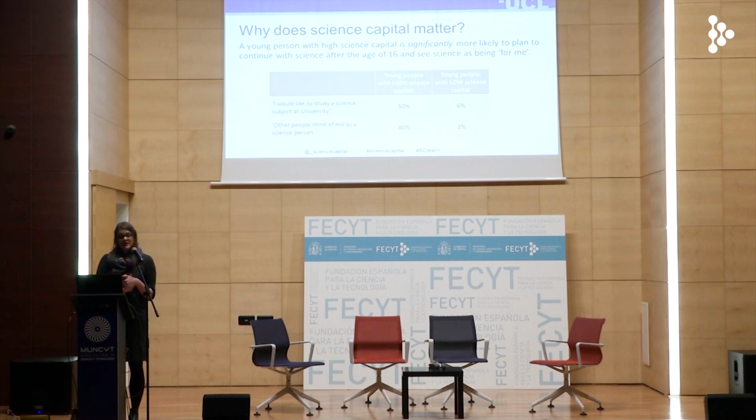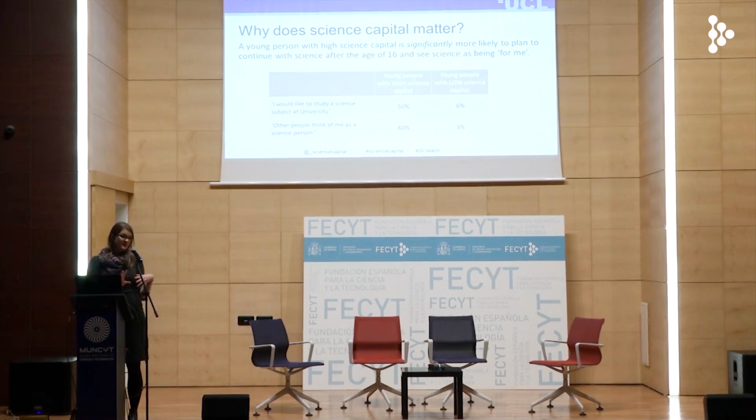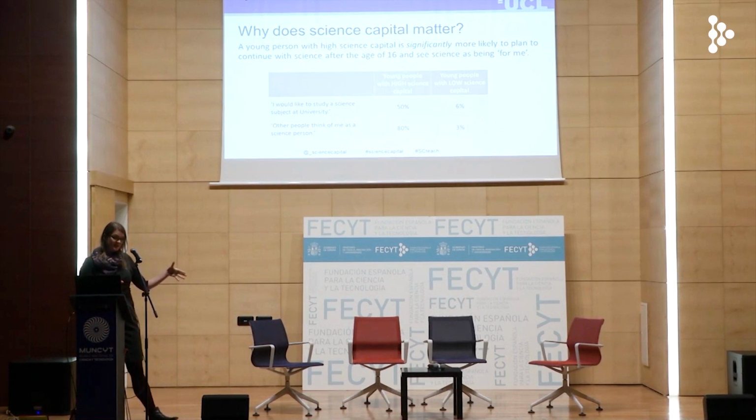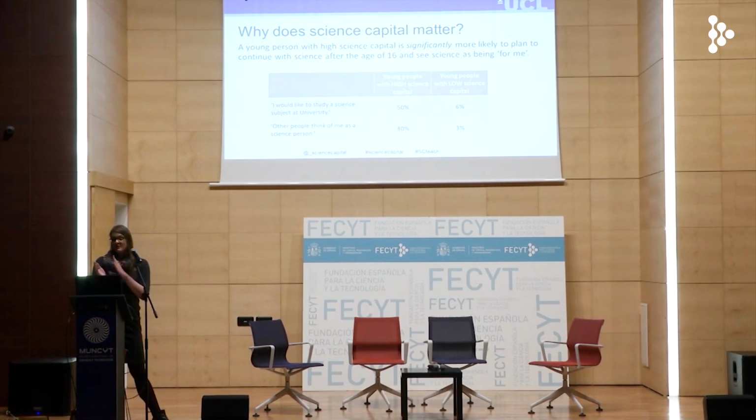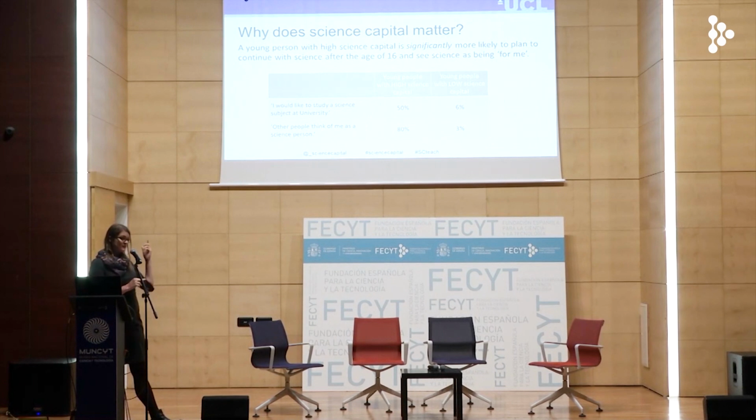Among the high science capital people, 50% agree that they want to continue studying science at university, while among low science capital people, only 6% had that aspiration. When it comes to identity, among high science capital people, 80% agreed with the statement that other people think of them as a science person, while in the low science capital group, only 3% agreed with the same statement.